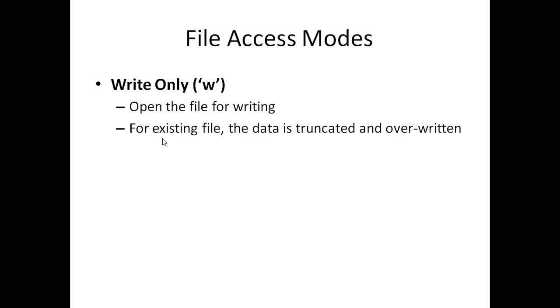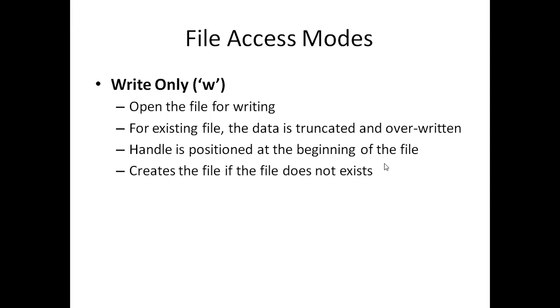The third mode is write-only mode, that is w. It opens the file for writing purpose only. For an existing file, the data is truncated and overwritten. That is, the cursor will be positioned at the first position. If something is written on that file, everything will be deleted. The previous data, if there is an existing file, will be deleted and overwritten. The handle is positioned at the beginning of the file. It creates a file if the file does not exist.